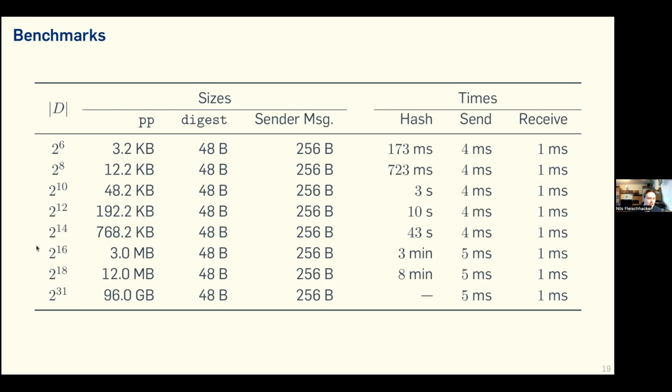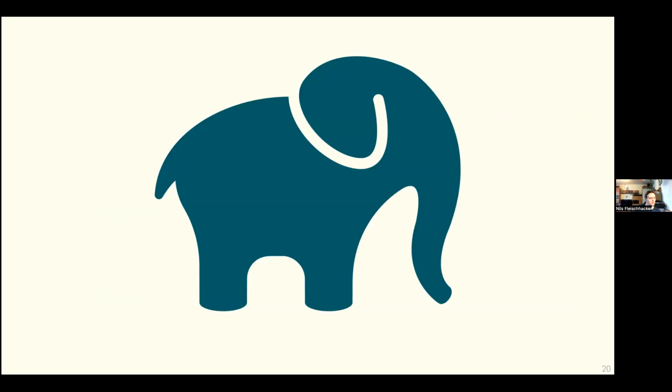And with a reasonable database size like 2 to the 18, 12 megabytes is not that bad for public parameters. So basically, the scheme either has much shorter messages than previously existing schemes, or is much faster. So this is a very efficient scheme and could be very practical if somebody needs a Laconic OT. With that, we're done, and if there are questions, I'm happy to answer them.